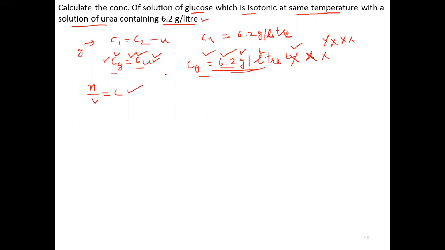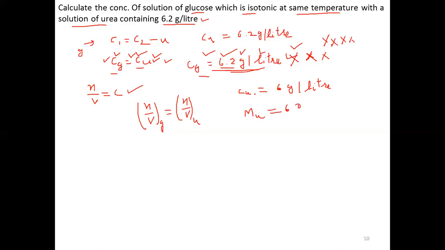Now let us apply it here. C glucose is equal to C urea, which means n upon V of glucose is equal to n upon V of urea. Now we are given the concentration of urea. Concentration of urea is 6 gram per liter. If we have to convert it into moles per liter, what can we do? We can divide it by molecular weight. Now the molecular weight of urea is 60.